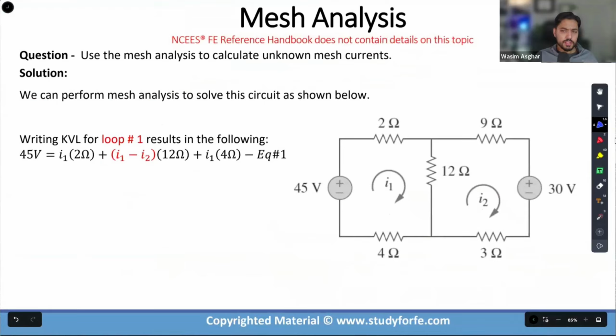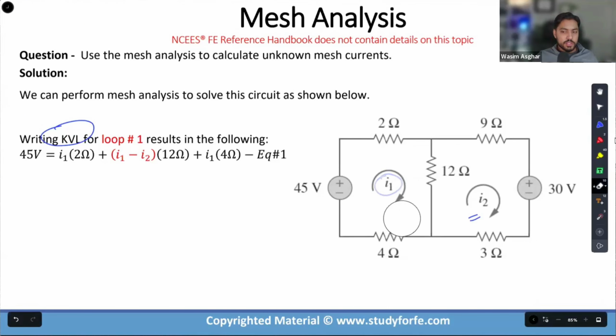Okay. So let us write the KVL for our loop number 1, assuming that we are moving in a clockwise direction for both of the loops. And then naming these properly is also important. You can use different subscripts 1, 2, 3, 4 or A, B, C. Just stay consistent and don't confuse yourself while you're analyzing the circuit.